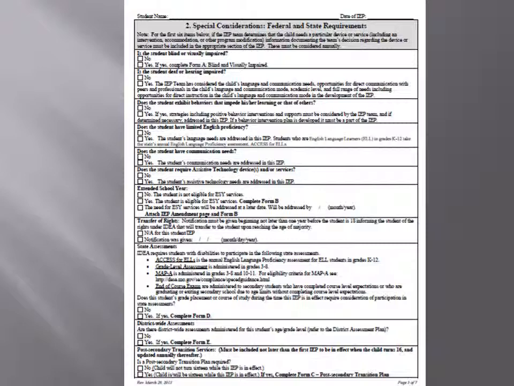And C, consider the communication needs of the child, and in the case of a child who is deaf or hard of hearing, consider the child's language and communication needs, opportunities for direct communication with peers and professional personnel in the child's language and communication mode, academic level and full range of needs, including opportunities for direct instruction in the child's language and communication mode. And D, consider whether the child requires assistive technology devices and services.